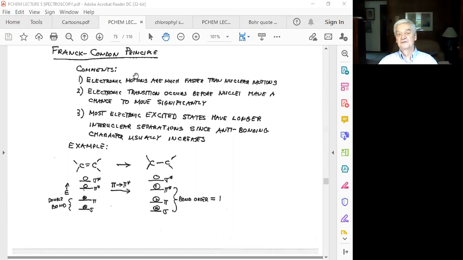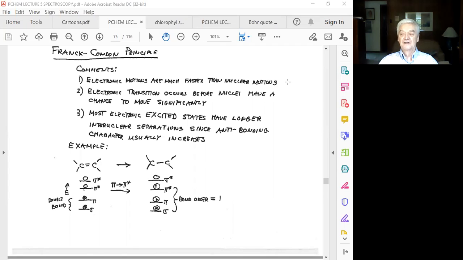We've already seen from Born and Oppenheimer that electronic motions are much faster than nuclear motions. So by the time an electron zooms around and can undergo a transition to an excited state, the molecule does not have time to vibrate or move. I've been telling you molecular vibrations happen about 10 to the 13th or 10 to the 14th per second.